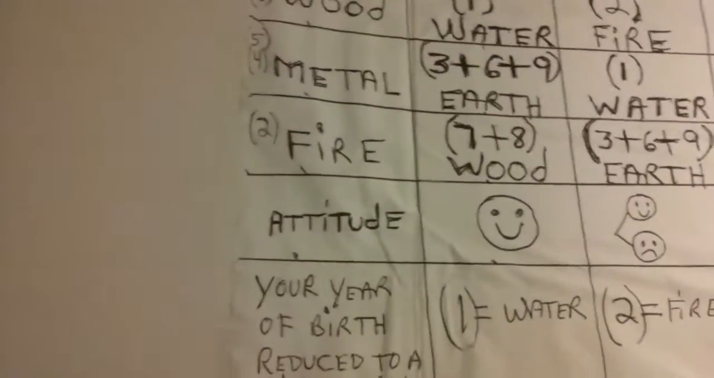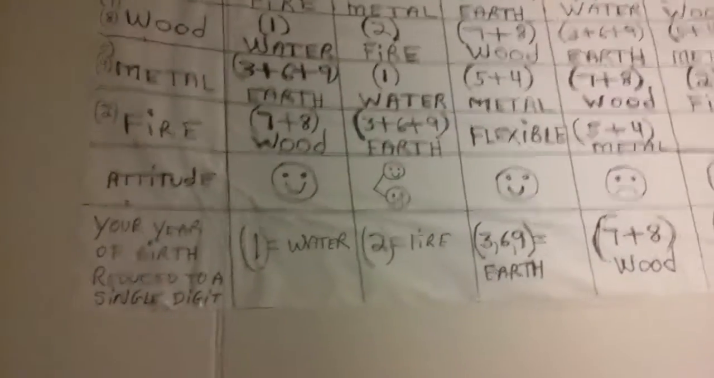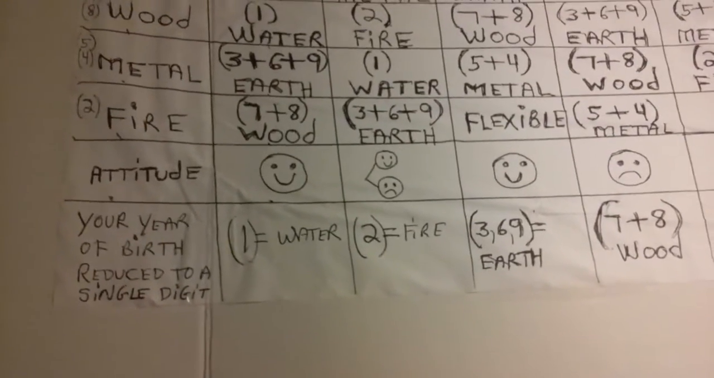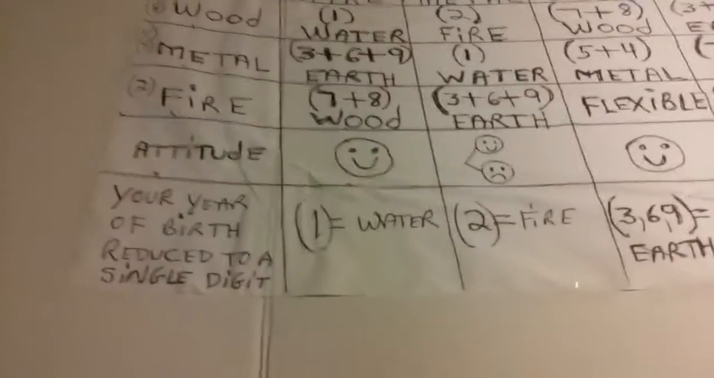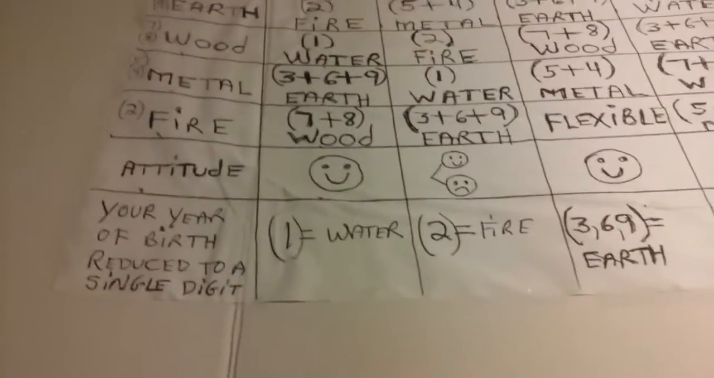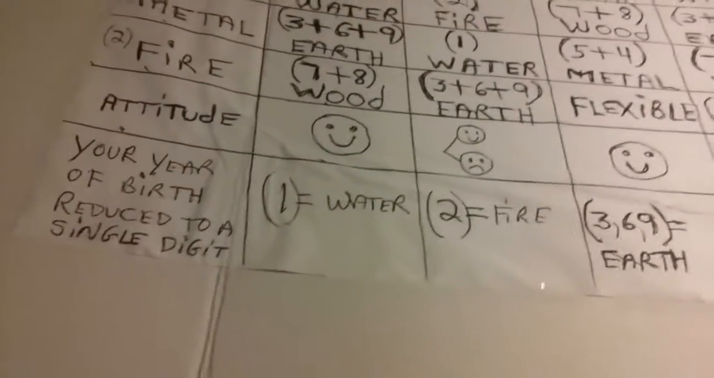Now, this kind of gives you a picture of the smiley faces and the various conflicts involved, which I went over. So the way this works is you take your year of birth. This is only the year, and this is what's great about the system.